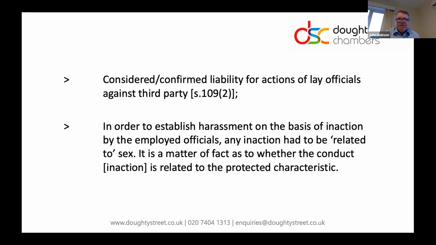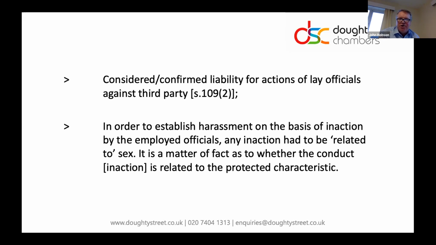And again, the question, on the second bullet here, was related to sex, and that was a matter of fact of whether the inaction, which is capable of being unwanted conduct, was creating a harassing environment that is demeaning and degrading, to use the language of the statute. It must have been related to sex itself, rather than say, well, actually, they're just shambolic the way they investigate things, or people were off sick, and so on. It has to be related to sex.